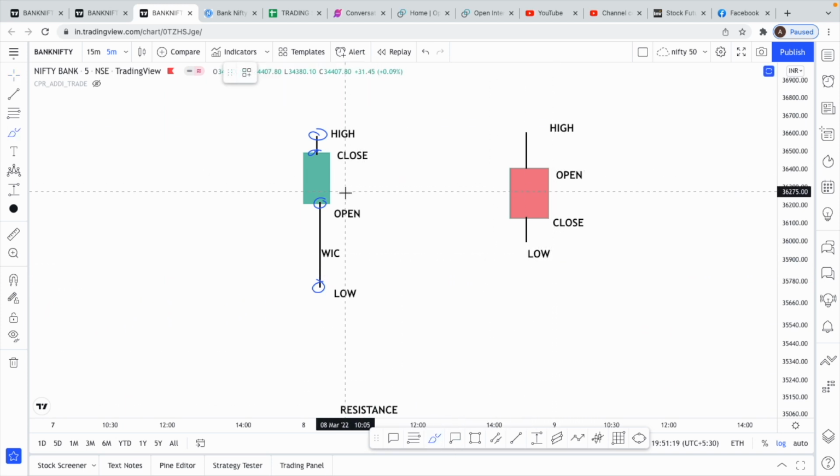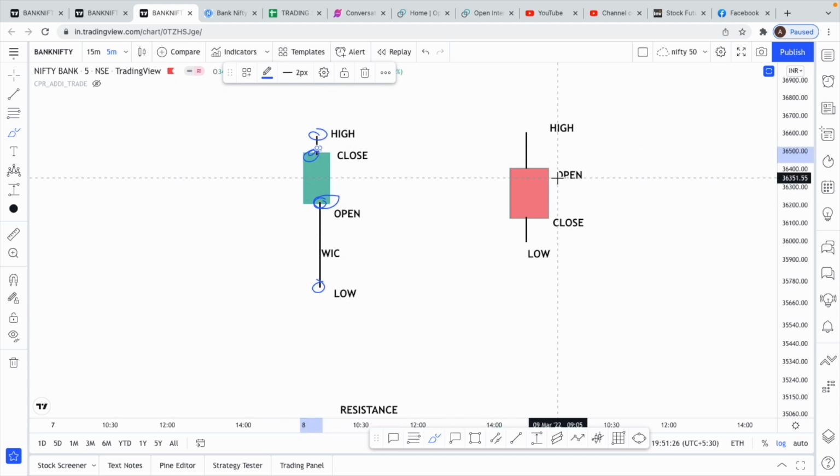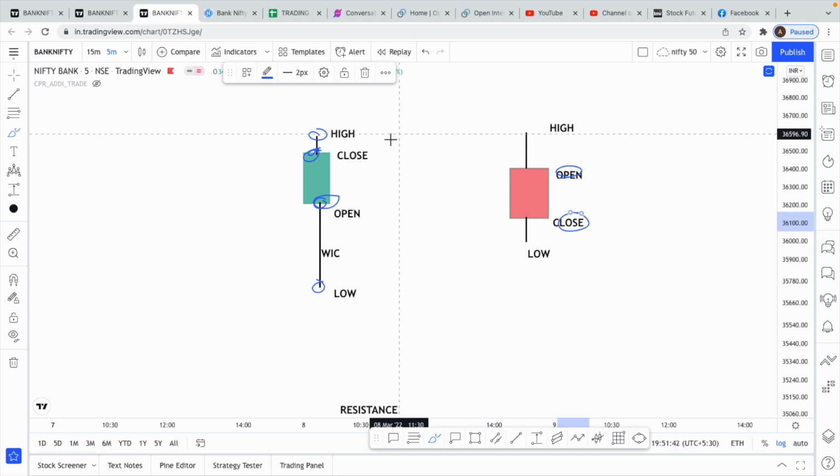So in a green candle, the close will be above the open. You'll have the high and low as usual. And in a red candle, you will have the open and the close will be below the open. Below in the sense, see, we opened at 36,400 and we have closed at 36,100. And anything other than that, like we make a high and retrace, we will end up forming this wick. So this is a bullish green candle and a red candle is formed.